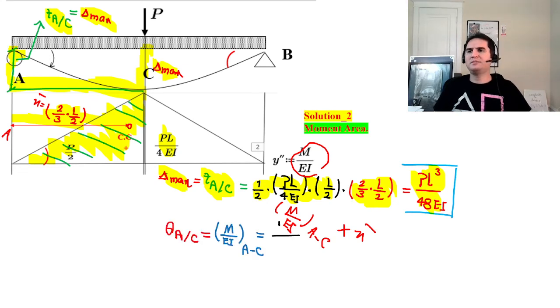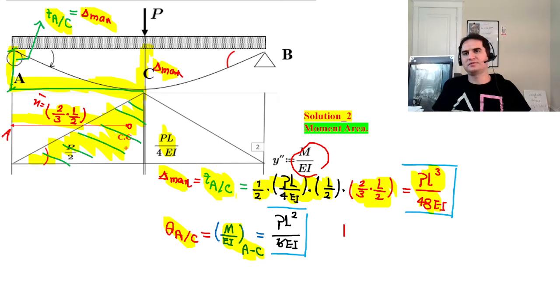And at the same time, if you want the theta from A to C, it's the area under M over EI from A to C, based on the first moment area theorem, that gives you the area of this triangle. It's half of L times PL over 4 EI, which is PL squared over 16 EI.